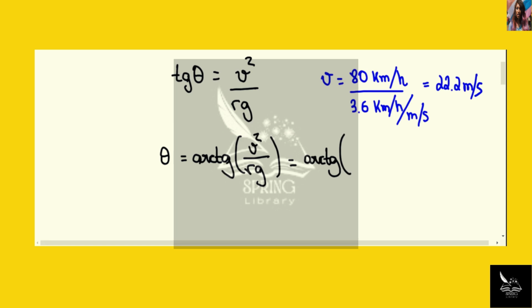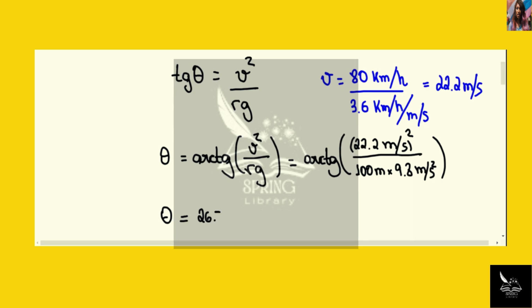So theta is the arctangent of 22.2 meters per second squared divided by r, that's 100 meters, times g, that's 9.8 meters per second squared. So theta is equal to 26.7 degrees. And this must be the angle so that the only force that acts on the driver is the normal force, which concludes our exercise.